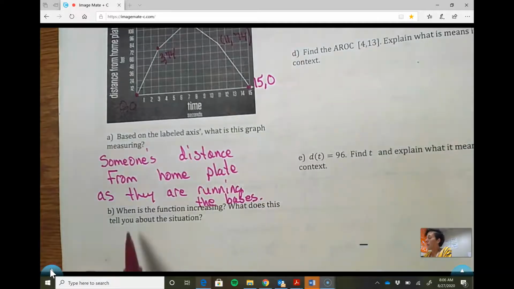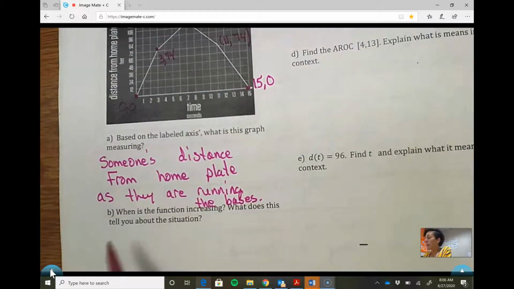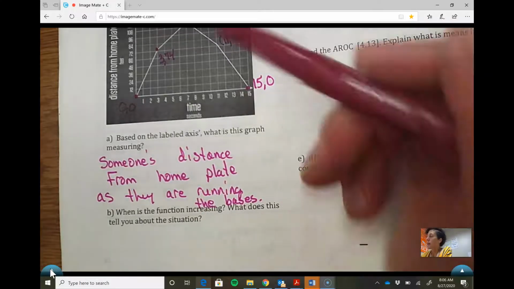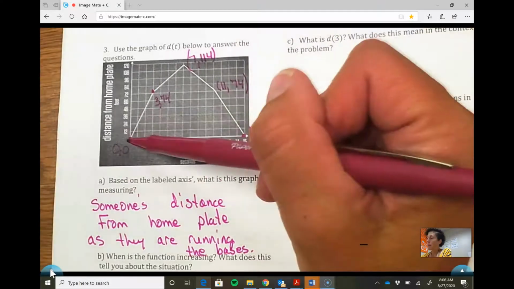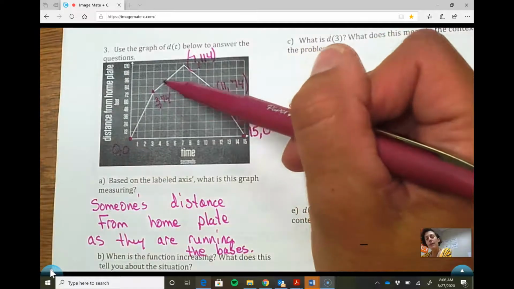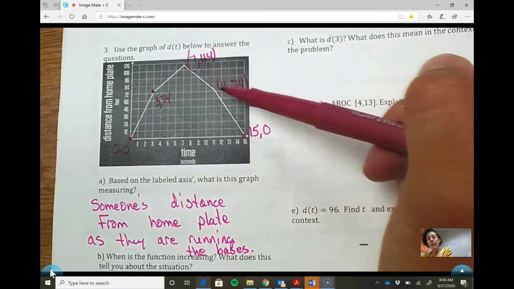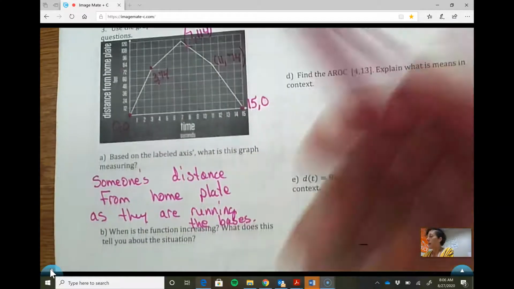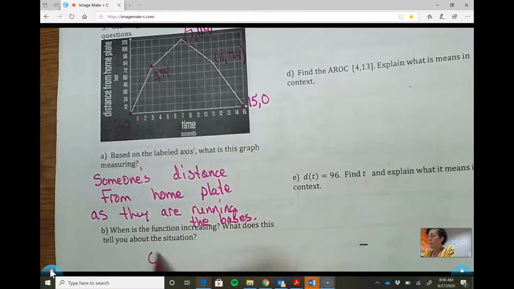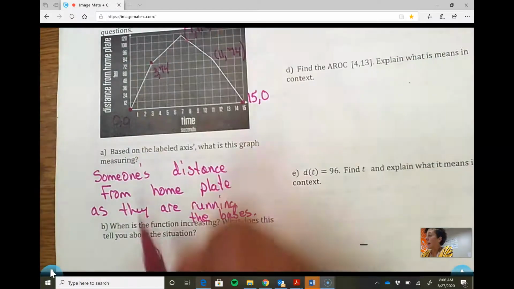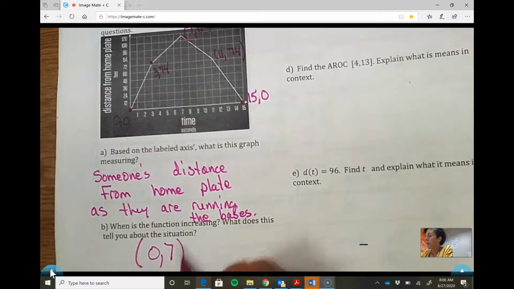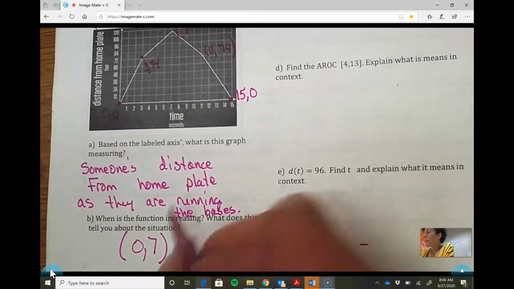All right, when is the function increasing, and what does this tell you about the situation? So hopefully we've gotten a little bit better with this. Here it's increasing. It turns, but it's still increasing. And then we have our big down part. So it's going to start at 0, and it's going to end at 7, parentheses. And what does this tell you about the situation?